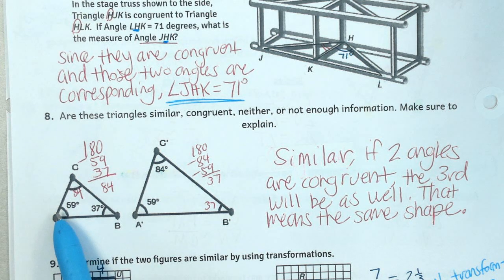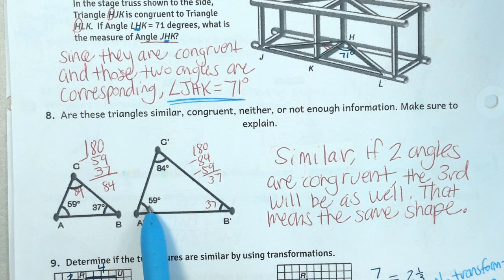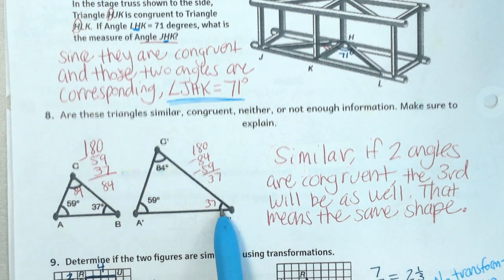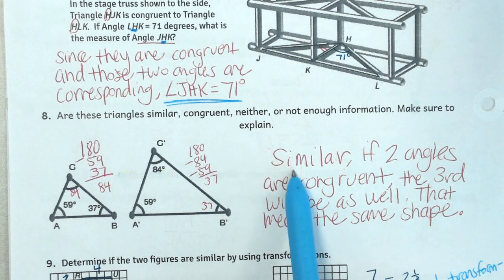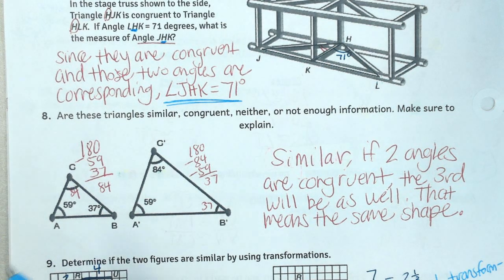And I see angle A and A prime are equal, angle B and B prime are equal, and angle C and C prime are equal. So these are similar. Okay? They are not the exact same size. You can clearly tell the side lengths are different, so they're not congruent. But they are similar because if all the angles are equal, that means they're the exact same shape.